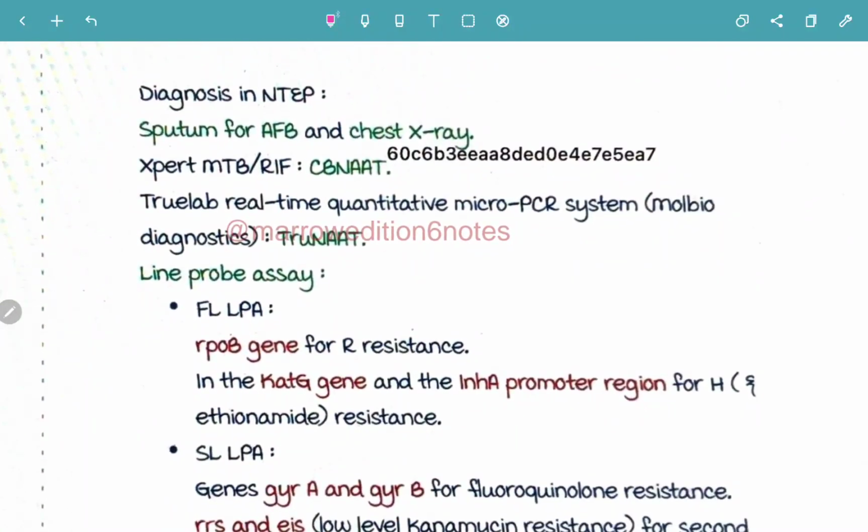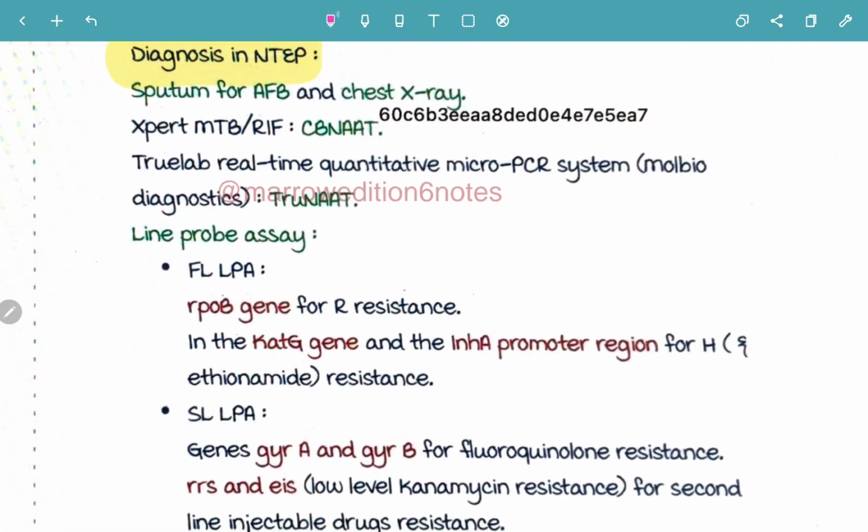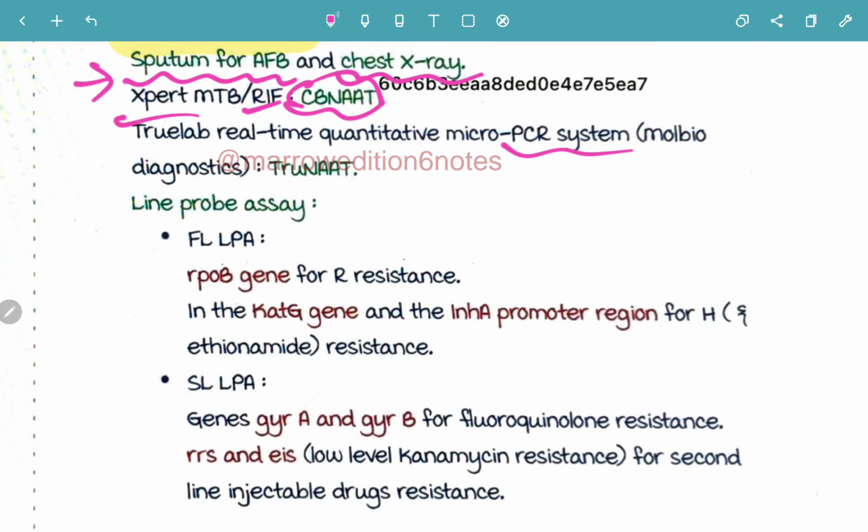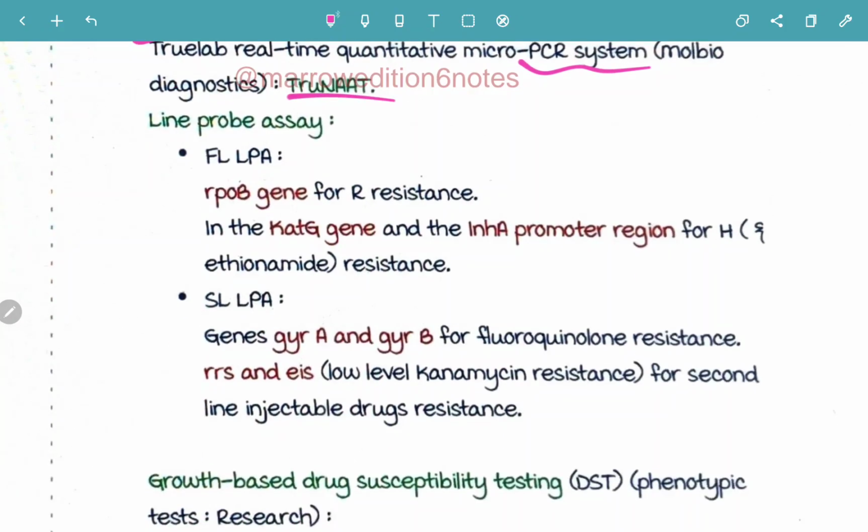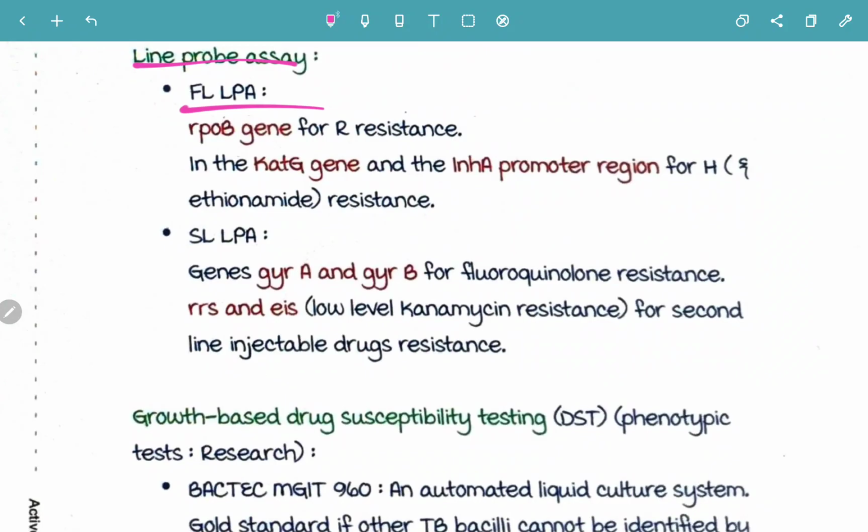Now let's move on to the diagnosis of NTEP. So diagnosis of NTEP is, there is going to be sputum for acid fast bacilli and chest X-ray positive. So these are the two criteria. And your Middlebrook, okay, and then Gene Xpert, MTB and rifampicin, CBNAAT is going to be done. And your PCR system, TrueNAT is done. And line probe assay, first line probe assay.